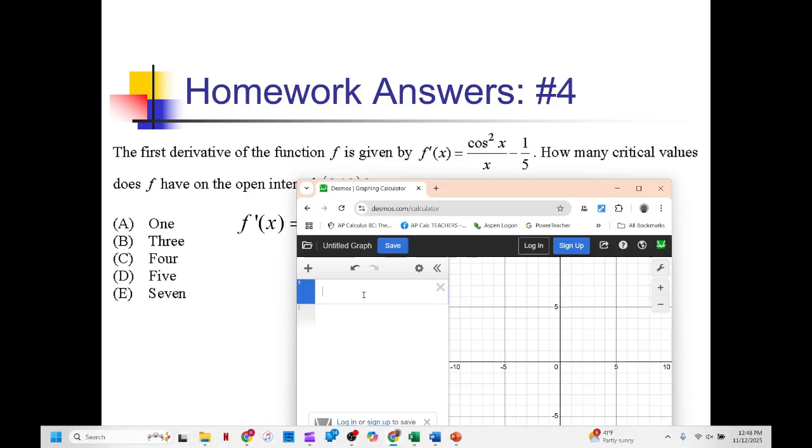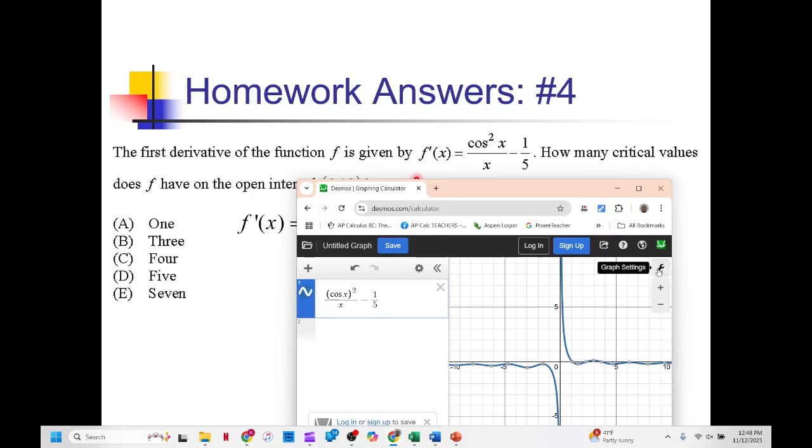So here I am in Desmos, and let me do my function. I'm going to do fraction, and then to do cosine squared of x, I need to do parentheses cosine of x and then square that. That's what that really means. And that's all over x. And we have minus 1/5. So this is our derivative function. They wanted that between 0 and 10.